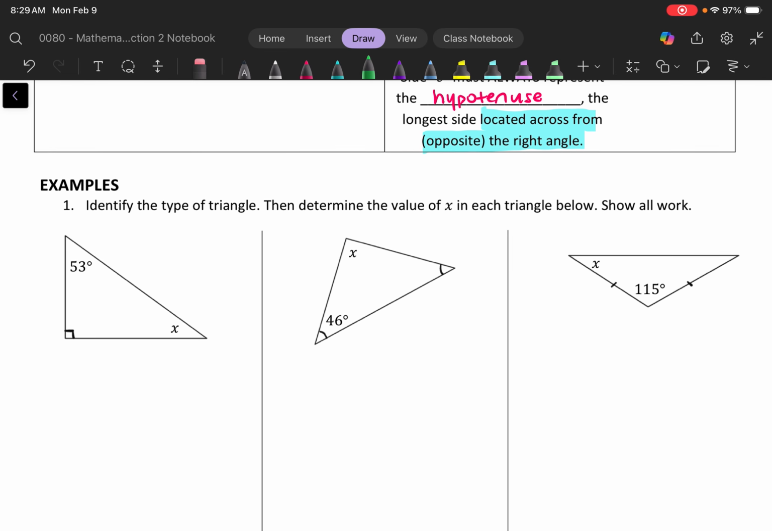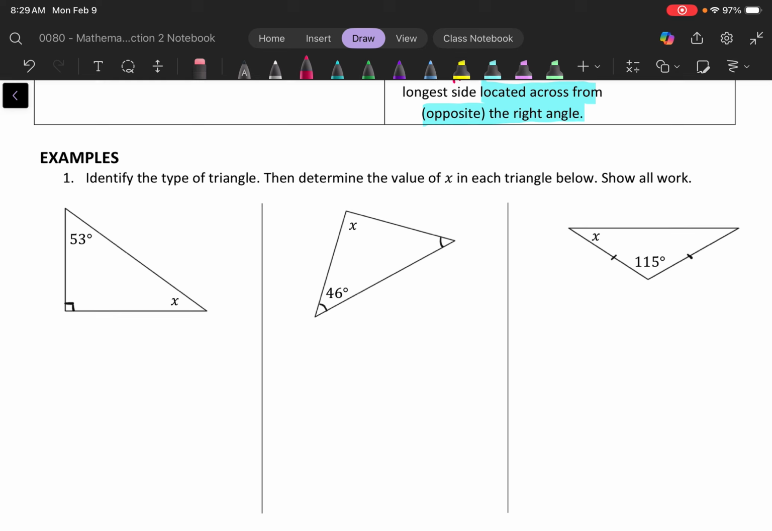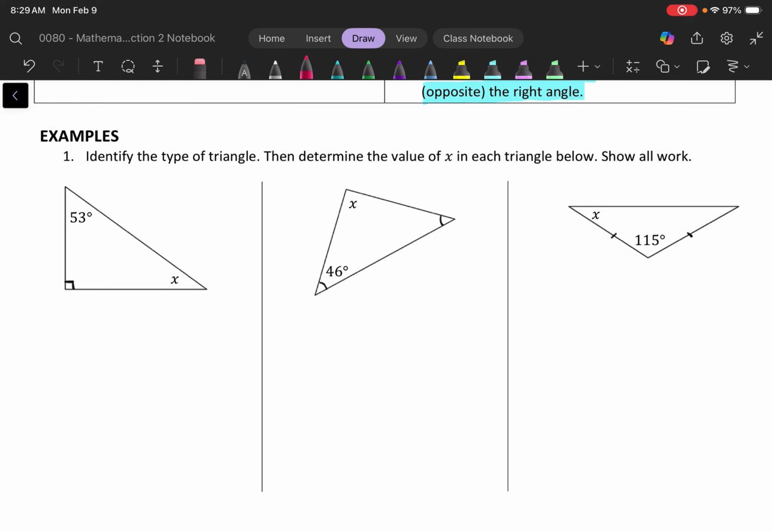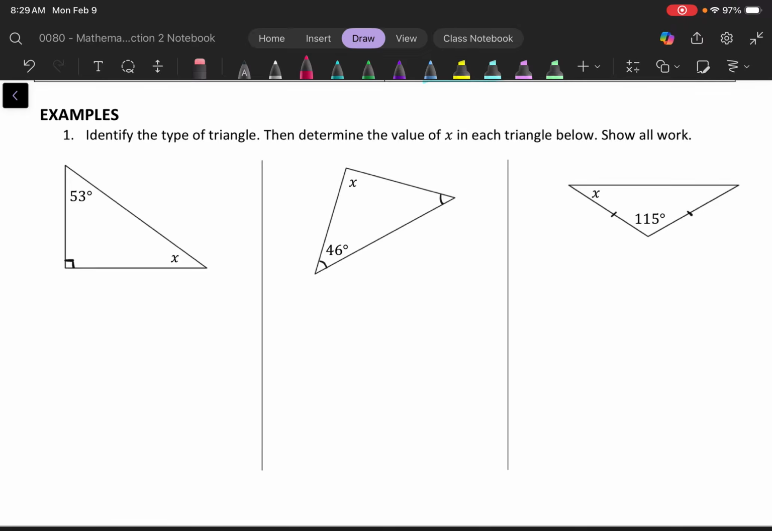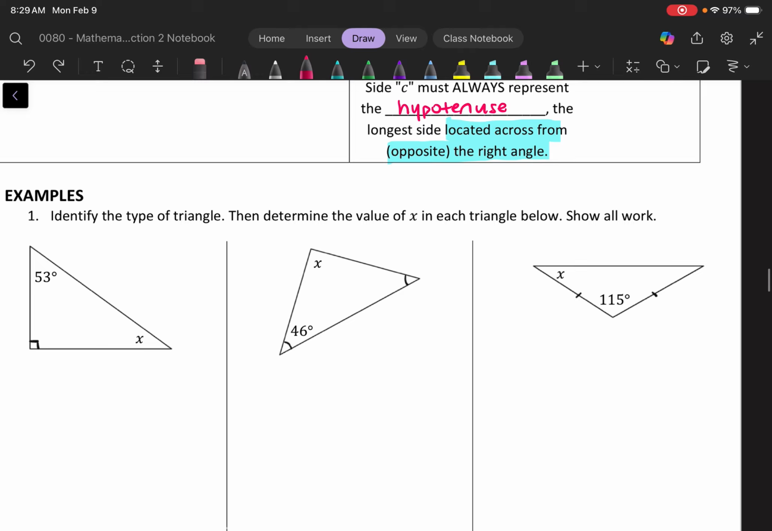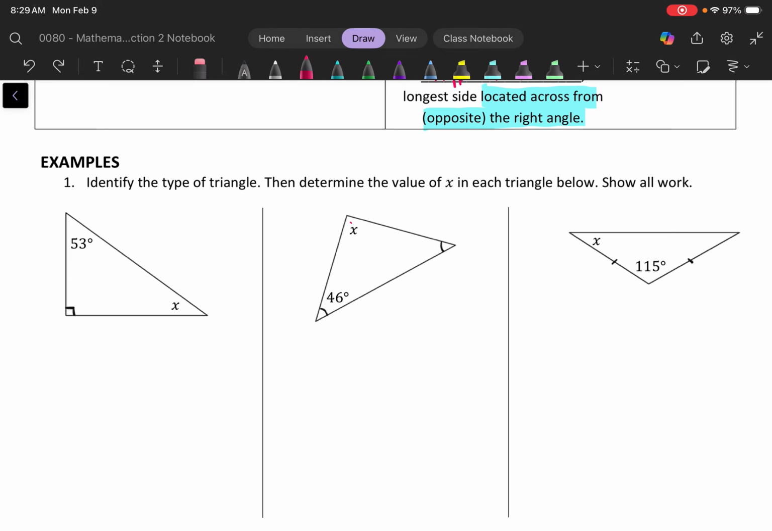Okay, what we're going to do is take some time and identify these triangles. Then we're going to solve for the missing angle measure, which is listed with a little baby x in there. I know that this is talking about an angle measurement, because it is literally tucked in and written inside the angle.